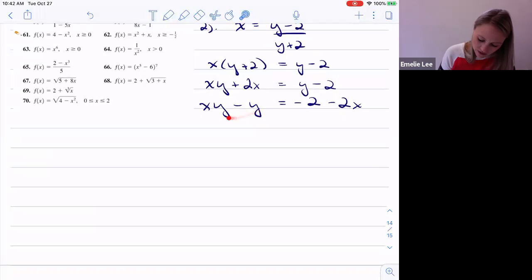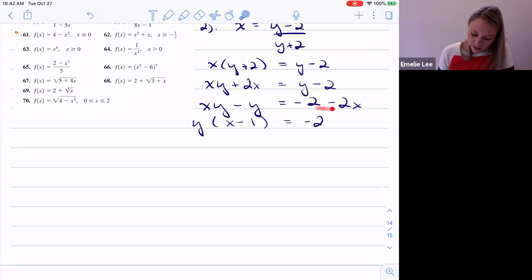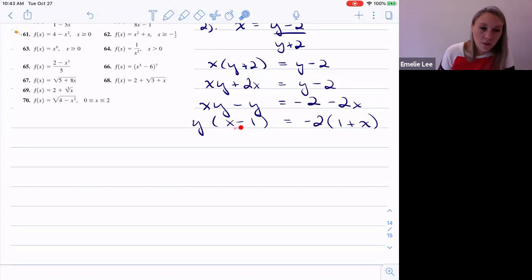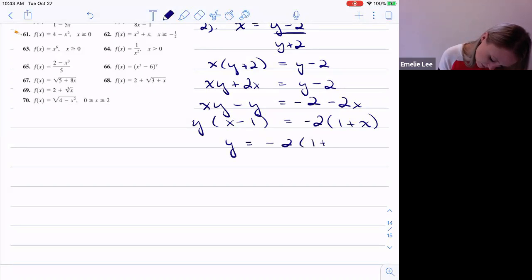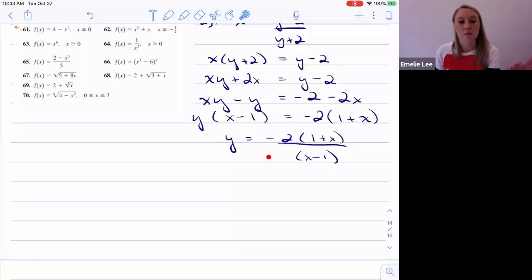So now I'm able to factor out a common y. So I get y times x minus 1 is -2 minus 2x. I can pull out a common -2, and maybe that's what I'll do. -2 times 1 plus x. Divide both sides by x minus 1. So y is -2 times 1 plus x over x minus 1. So now this is my inverse.